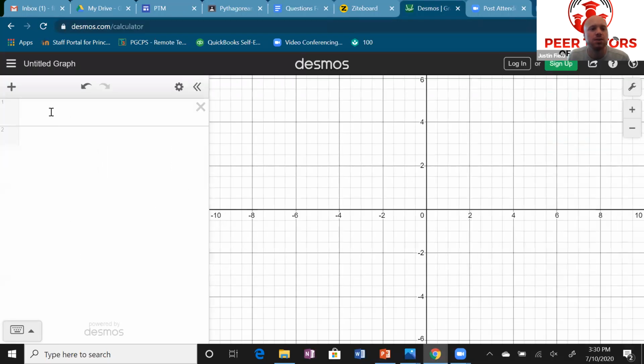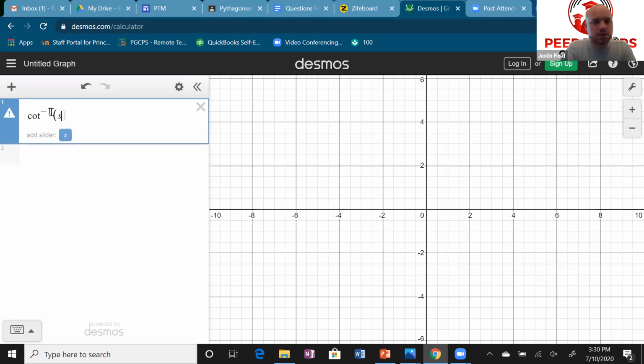But let's see if we can do that in Desmos. The cotangent of, all right, never before have we tried this out. The square root of 3. Can we do it? Does it work? I bet it does. Hey, look at that. So if you're using Desmos, you can just type it right in.